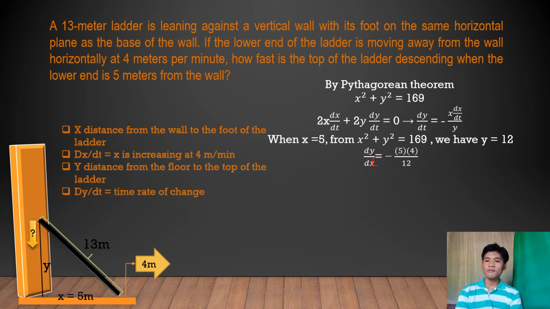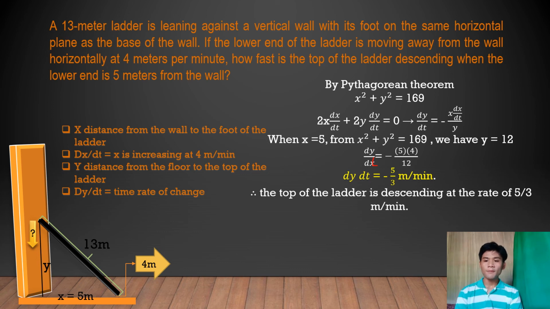So we have negative quantity of 4 multiplied by quantity of 5 all over 12, and that would be equal to dy over dt is equal to negative 5 all over 3 meters per minute, as the rate of change. The negative sign here denotes that the rate of change in terms of y with respect to time is moving downward. The top of the ladder is descending, or moving downward, at the rate of 5 over 3 meters per minute.